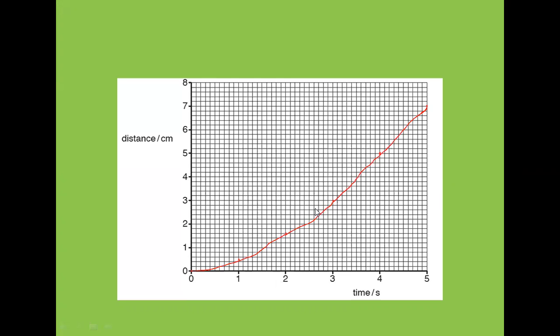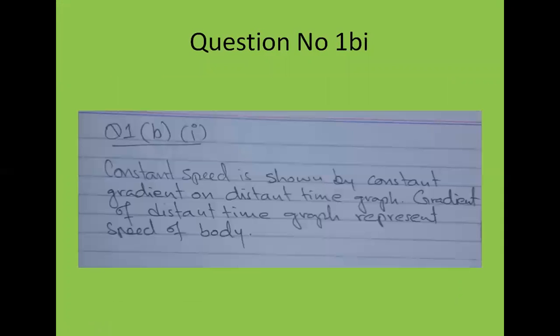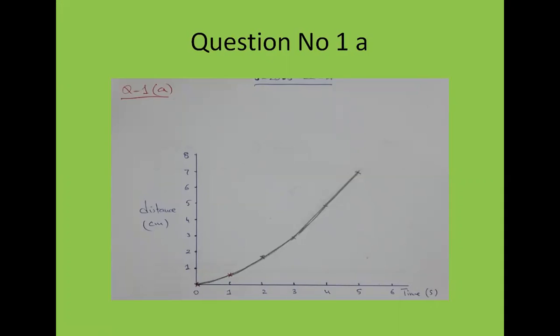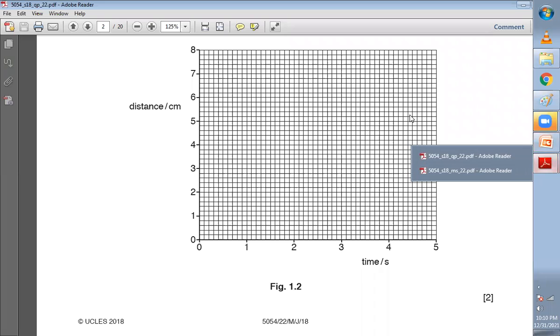Okay. Now I have tried to join them with the help of the mouse, and it's a curve. Here I have shown that diagram. I have drawn it on paper. If you have the hard copy of this paper, then it's very easy for you to draw them. Just plot those points and then join them with a curve. This will automatically make a curve. Okay, so that was a 2-mark question.